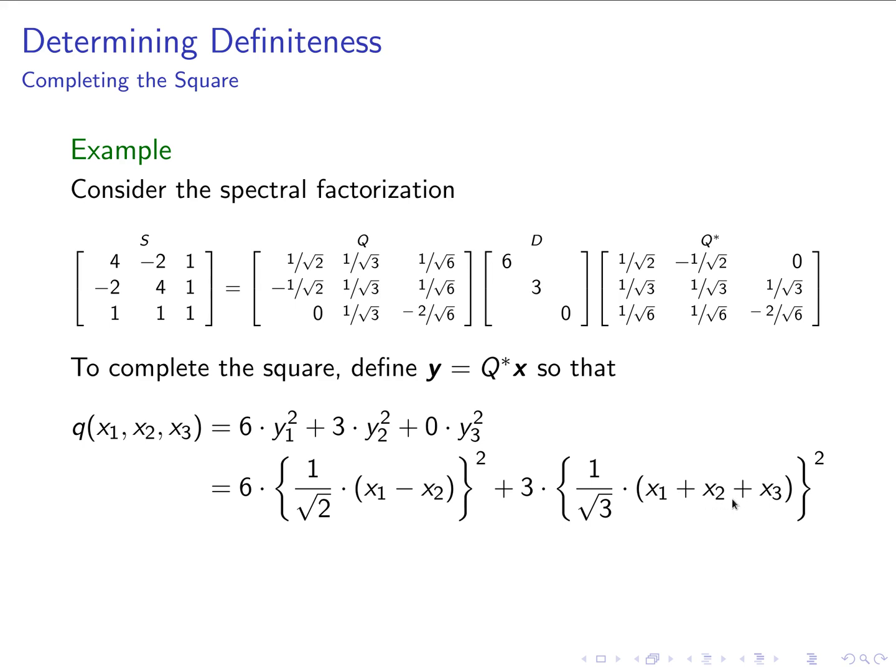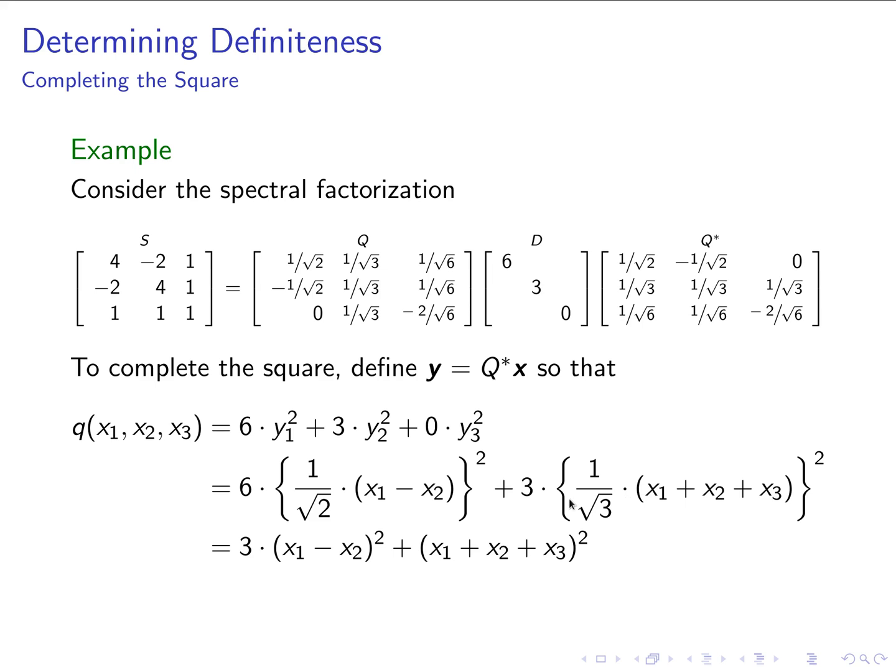So now we have a more convenient expression for our quadratic form. The original quadratic form had input variables x1, x2, x3, but by introducing this change of variables, we managed to write our quadratic form in a more convenient manner. The quadratic form is 6 times y1 squared, where y1 is equal to 1 over root 2 times the quantity x1 minus x2, plus 3 times y2 squared, where y2 is equal to 1 over root 3 times the quantity x1 plus x2 plus x3.